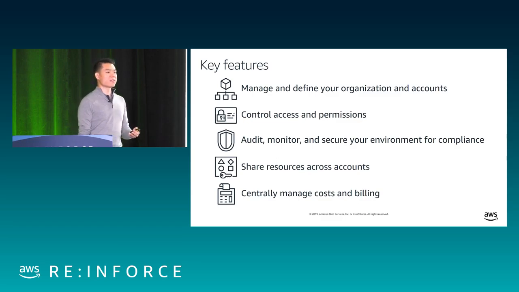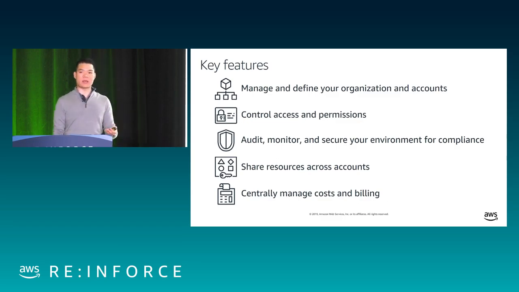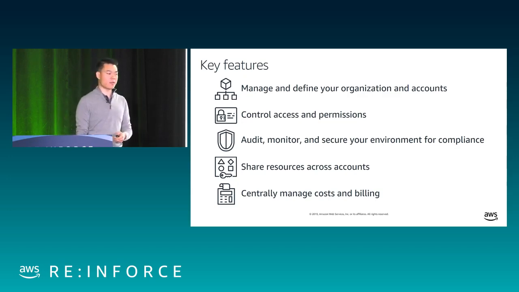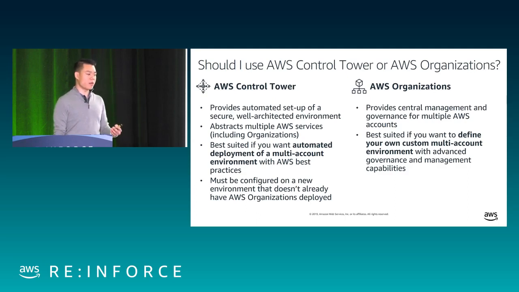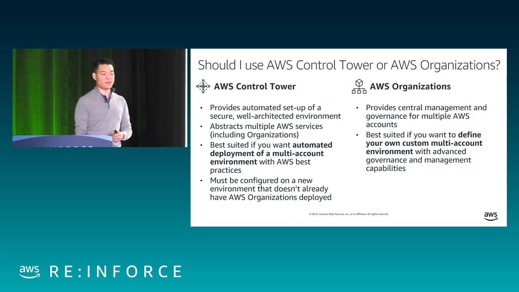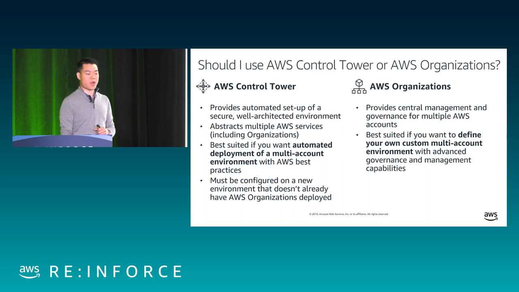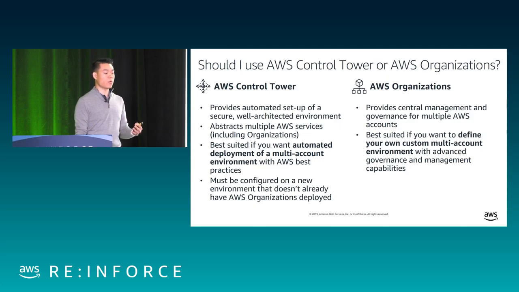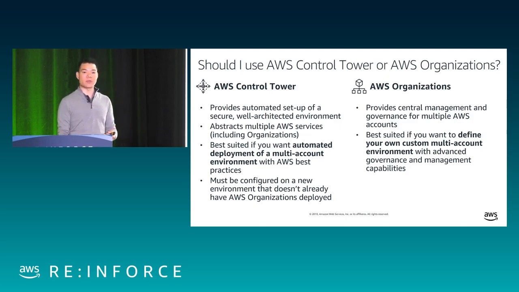A common question that I get asked a lot is what's the difference between AWS Organizations and AWS Control Tower, which is a brand new service that just hit general availability on Monday. The way we like to think about it is AWS Control Tower provides a well-automated setup of a secure, well-architected environment. And it actually abstracts multiple AWS services, including AWS Organizations. We'd recommend you to use Control Tower if you're looking for an automated deployment of a multi-account environment with AWS best practices. One caveat, though, is today, Control Tower needs to be deployed on a new environment that doesn't already have AWS Organizations.